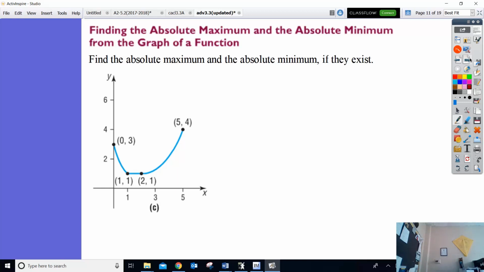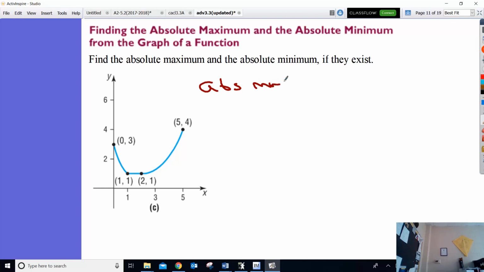All right. Does this one have an absolute max? Yes. What is it? Value is 4. x is 5. Absolute max, value is 4. It happens at x equals 5. Does it have an absolute minimum?